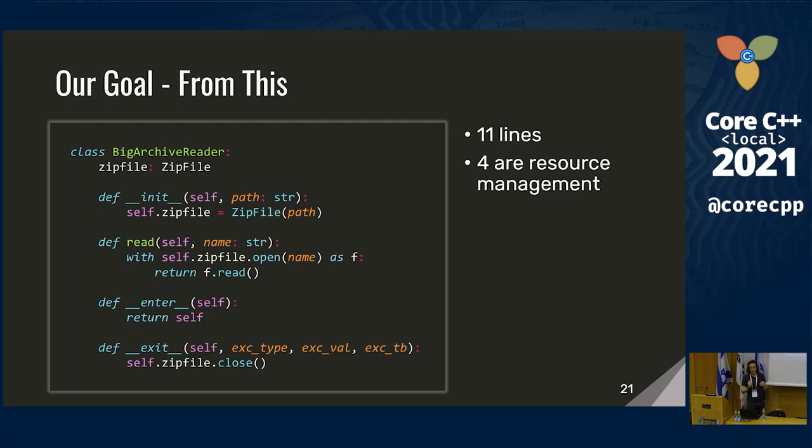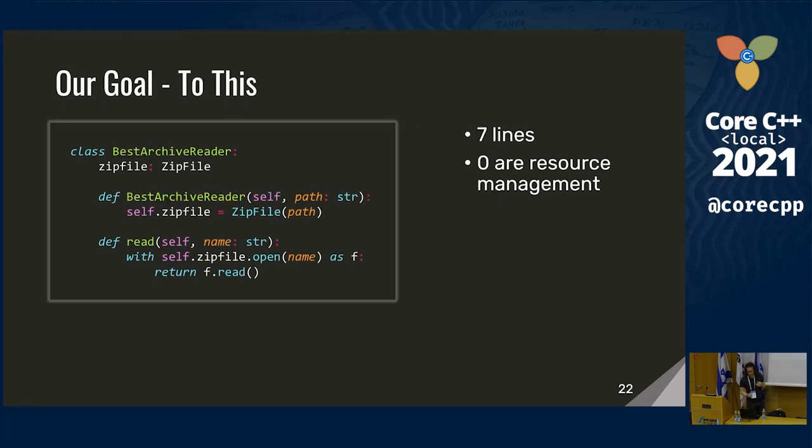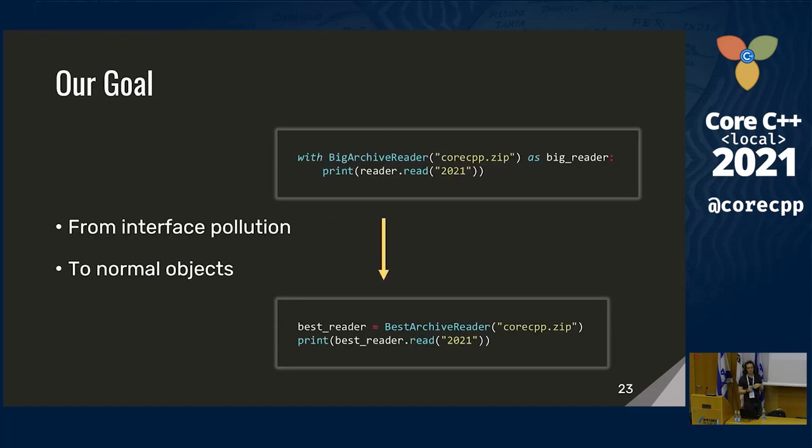So our goal in this talk would be to take this code in the big archive reader. It is currently 11 lines. Four of them are resource management, and it pollutes the interfaces above it, and convert it to this. Seven lines, no interface pollution, and no resource management. And we want to make sure that the usage remains the same as the original reader. No with statement, nothing else, just initialize an object and use it.